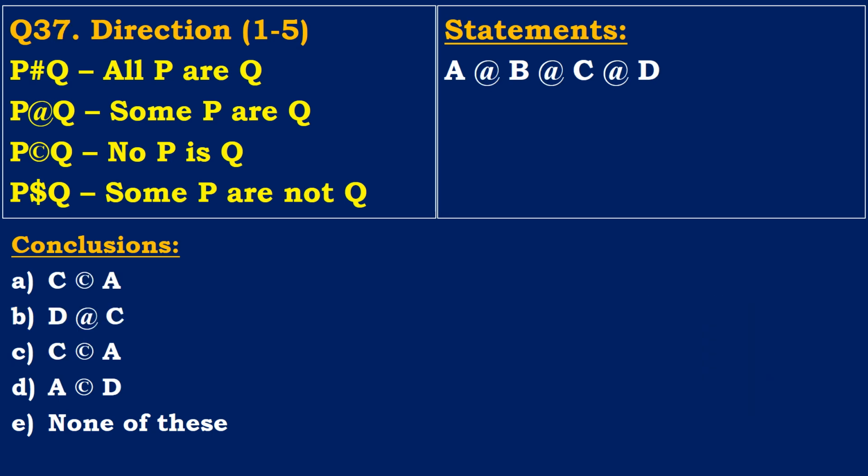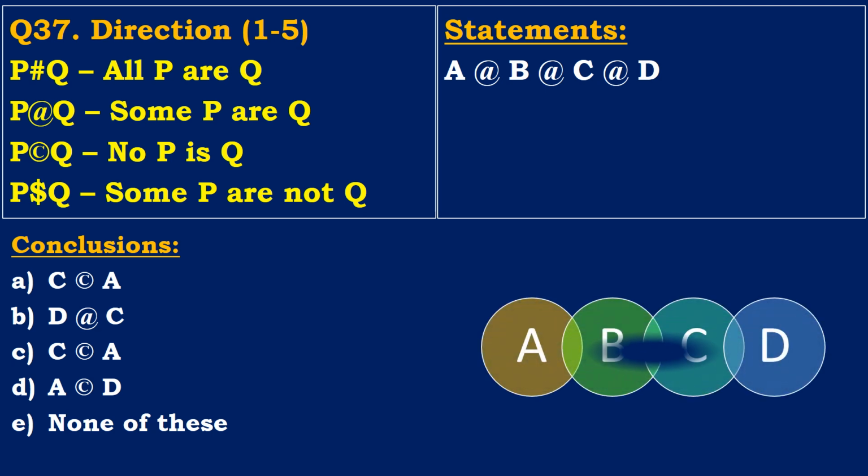Challenge 37. A @ B @ C @ D. Conclusions. D @ C, C © A, A © D, none of these. D @ C. We know that some C are D or some D are C. Hence, this conclusion follows the statement.